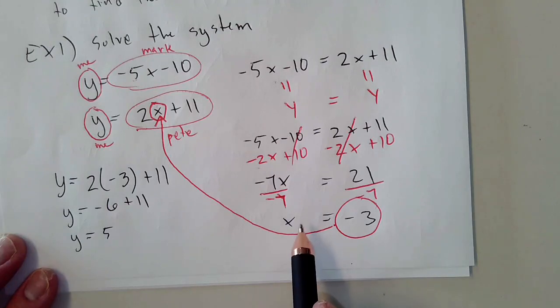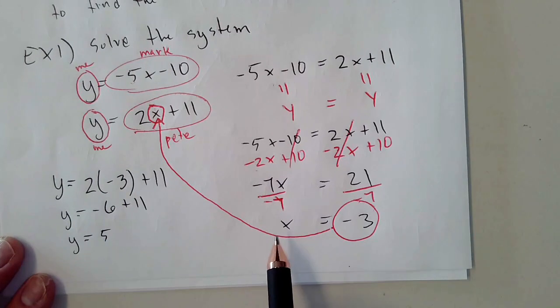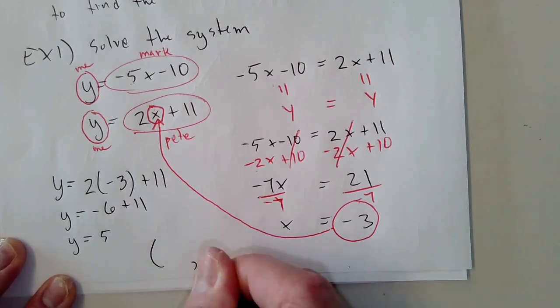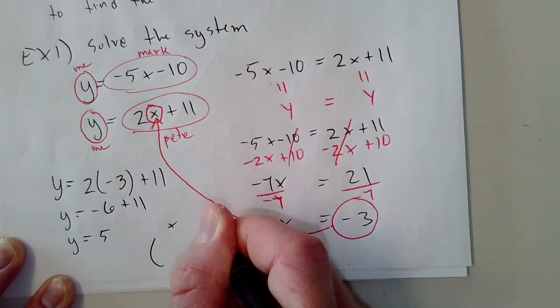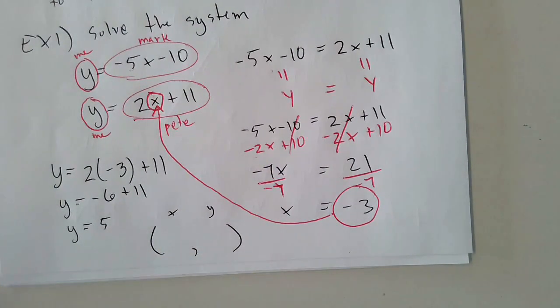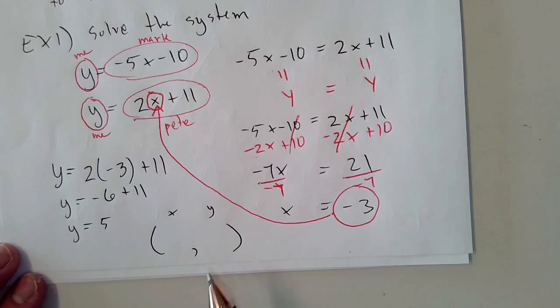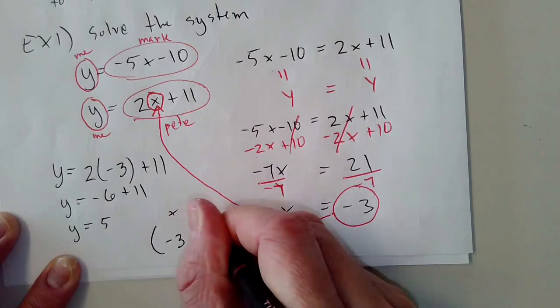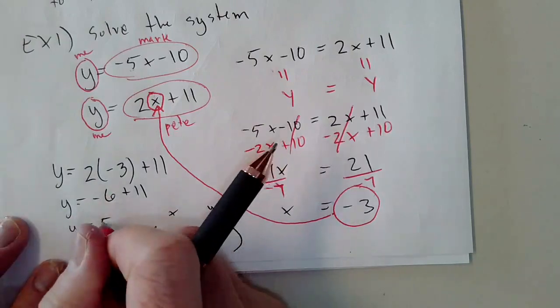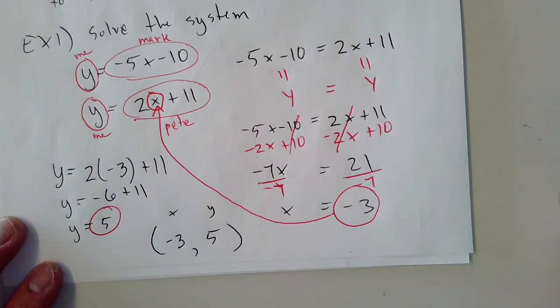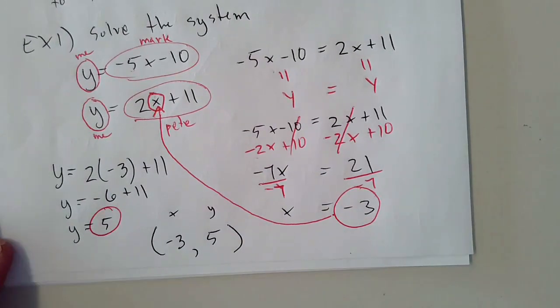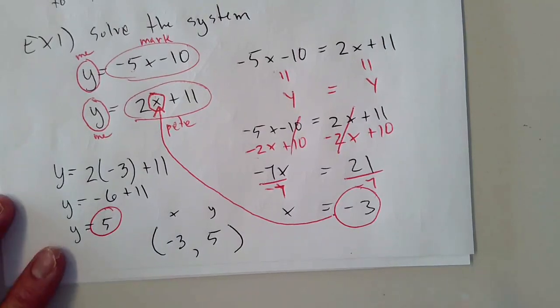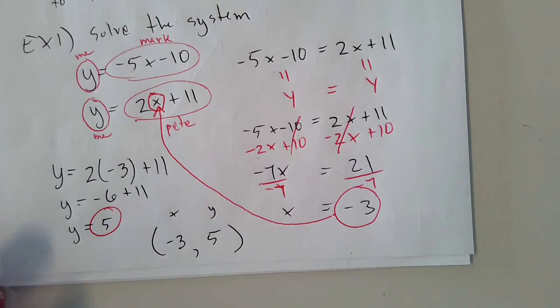So now I've found my answer. I found my intersection point. What's my intersection point? Negative 3, 5. Exactly right. Because y is 5, x is negative 3. I found my intersection point using the method of substitution. We're done with that one.